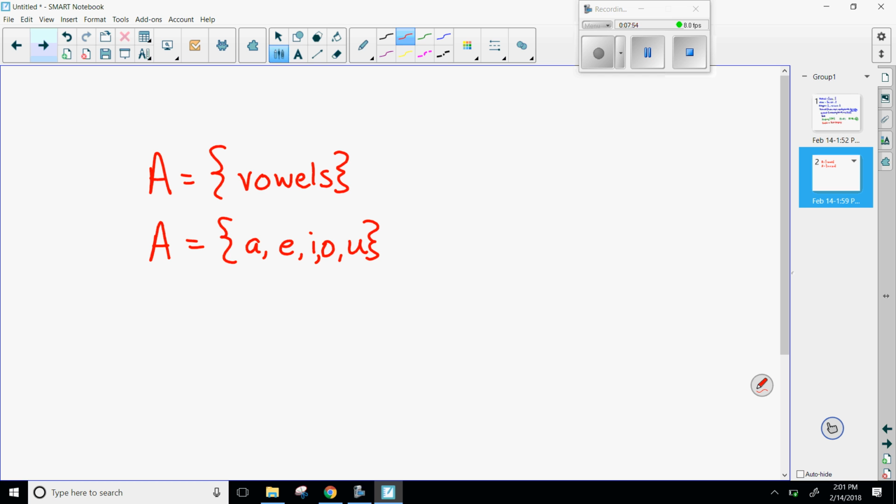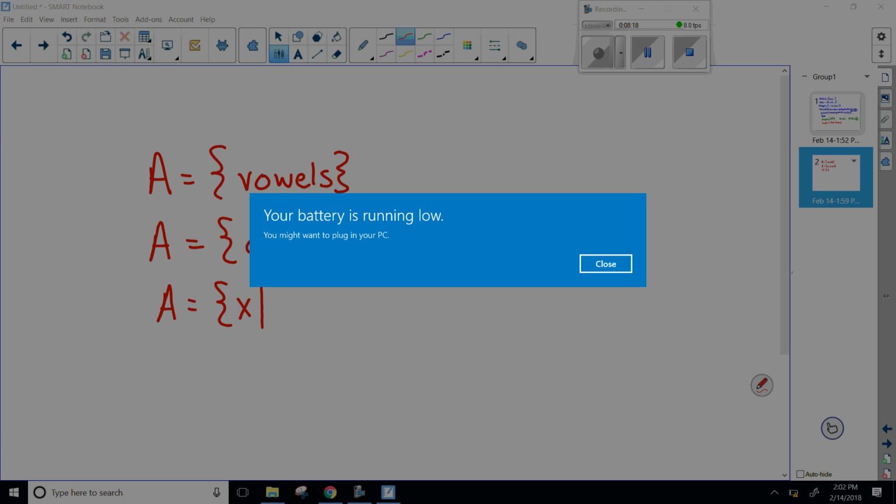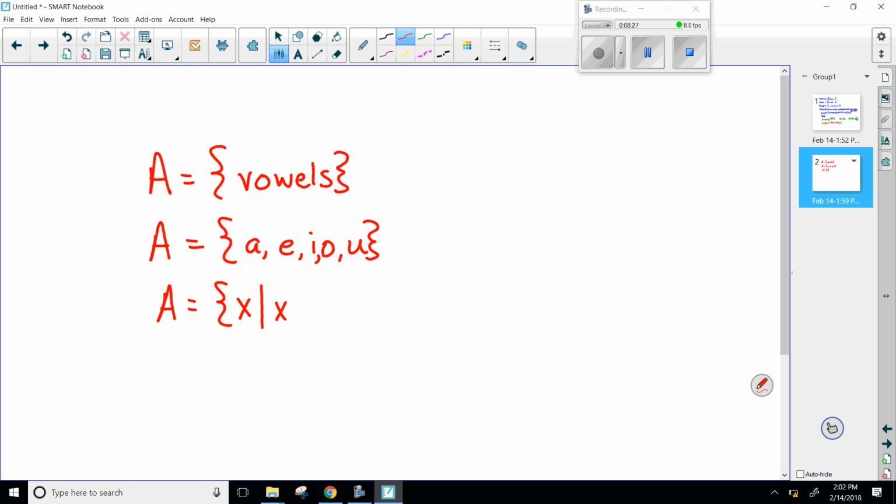But then they get into saying that we could use a set builder notation. And this is one we used at the beginning of the year when we talked about domain and range. We could say x such that x is an element of the reals such that x is something. We talked about how you can say that. This one, we are going to say x is a member of the set such that x is a vowel. That's the set builder notation that we have.